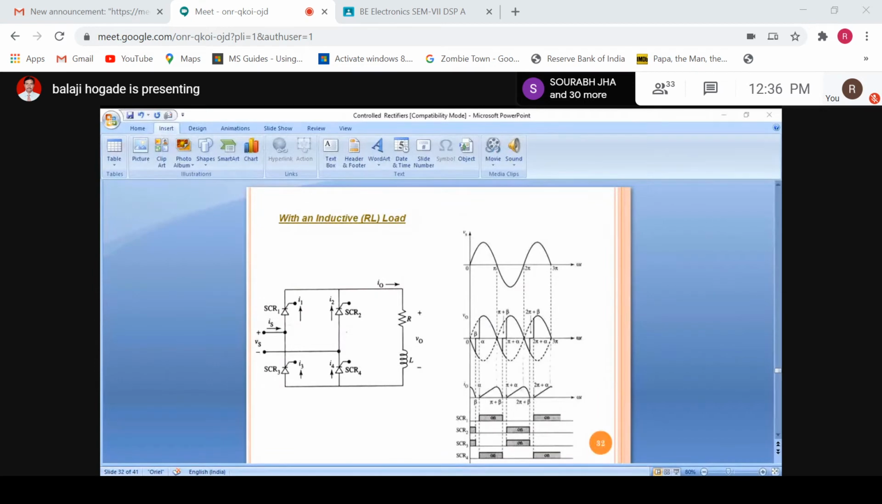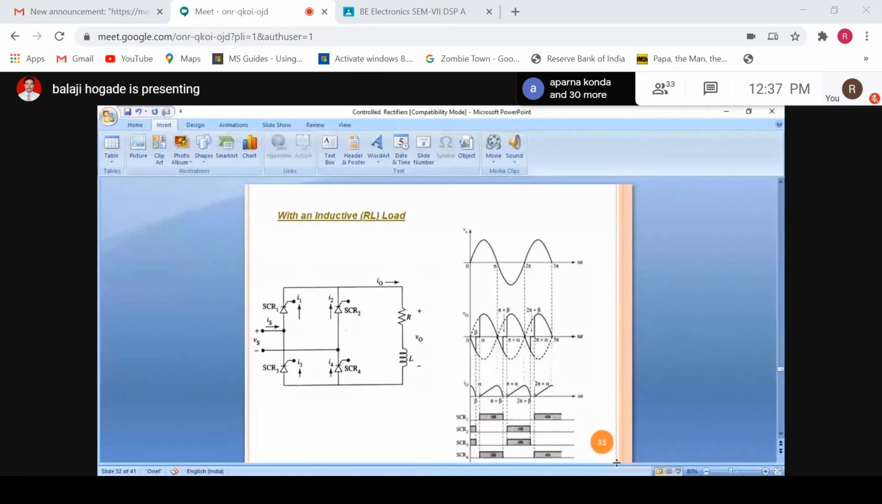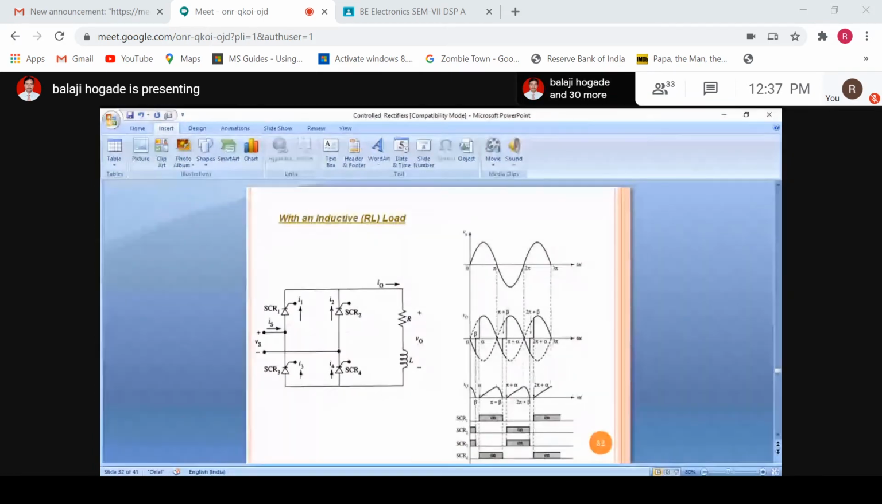Now, can you see this other circuit? Which circuit is visible to you now? The inductive load one. The inductive load one, right? Okay, that means I have to change this presentation.